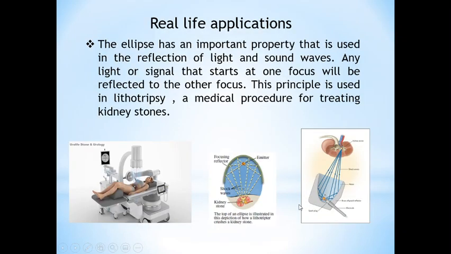So, real-life applications. The ellipse has an important property that is used in the reflection of light and sound waves. Any light or signal that starts at one focus will be reflected to the other focus. This principle is used in lithotripsy, a medical procedure for treating kidney stones. In this procedure, the patient is placed in an elliptical tank of water with the kidney stone at one focus. High energy shock waves generated at the other focus are concentrated on the stone, pulverizing it.